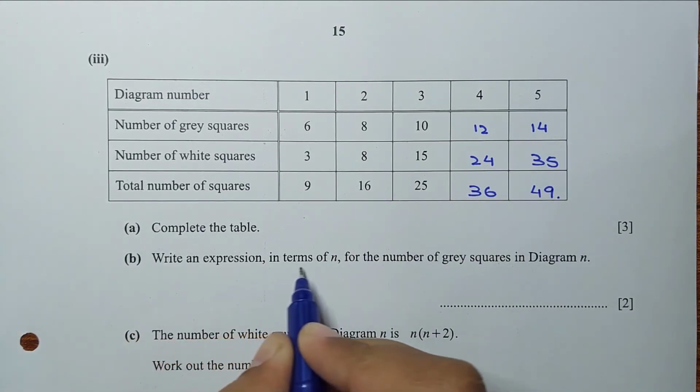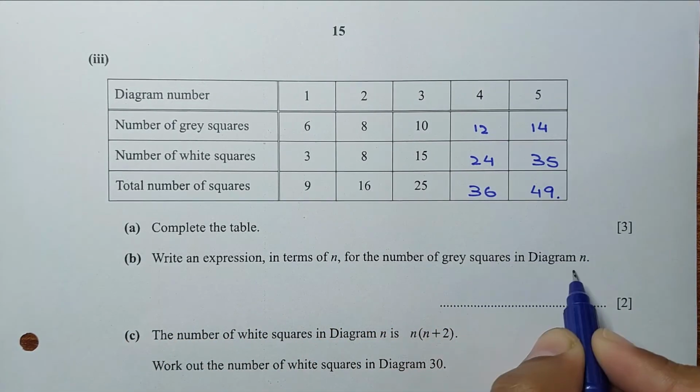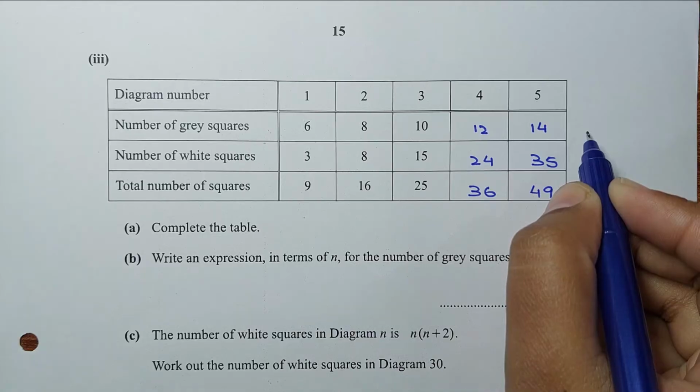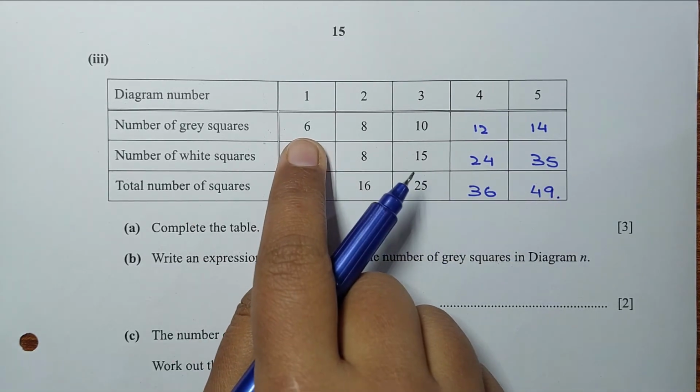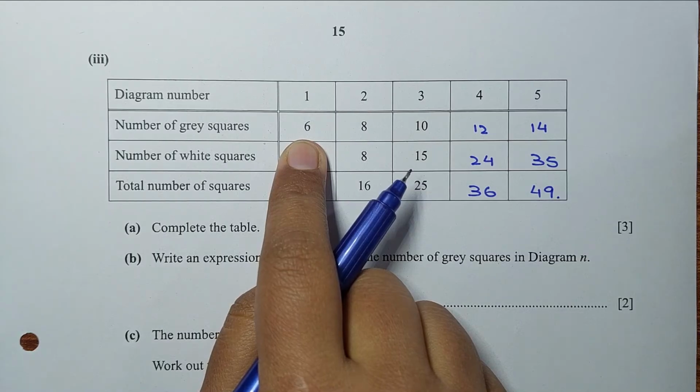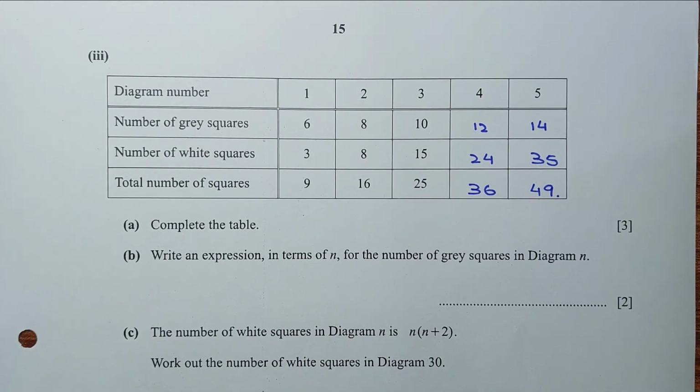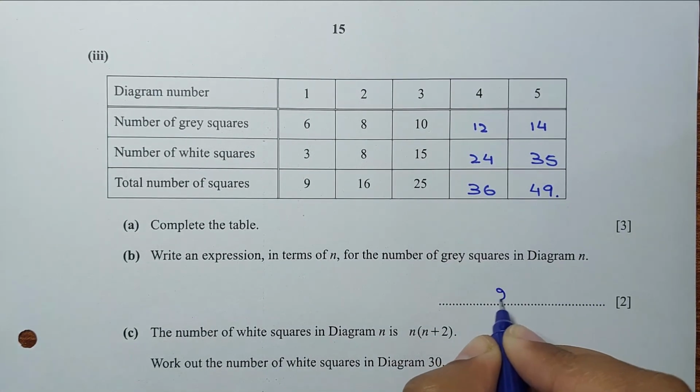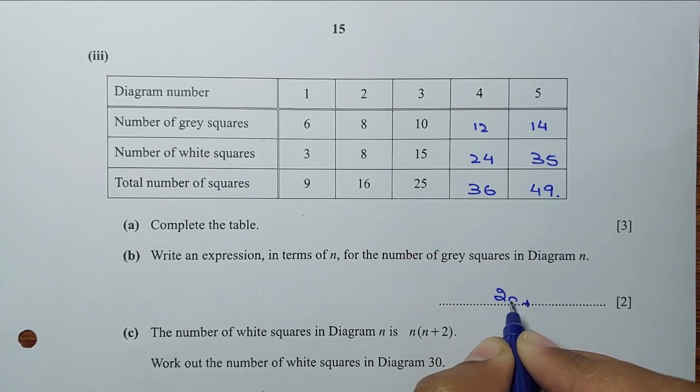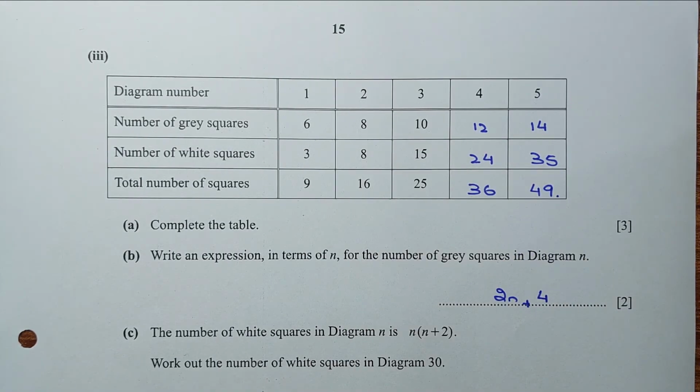Part B, write an expression in terms of n for the number of gray squares in diagram n. Okay, adding 2 each time. For the first, we have 6, and then adding 2 each time. So the nth term, since it is adding 2, is 2n plus something. So 2 times 1 is 2, plus 4 makes 6. 2 times 2 is 4, plus 4 is 8. 2 times 3 is 6, 6 plus 4 is 10. Yes, the pattern is correct.